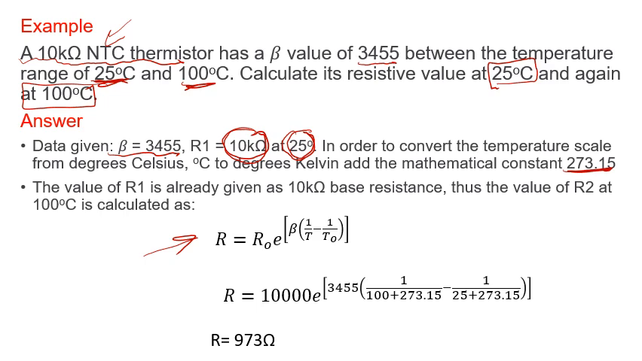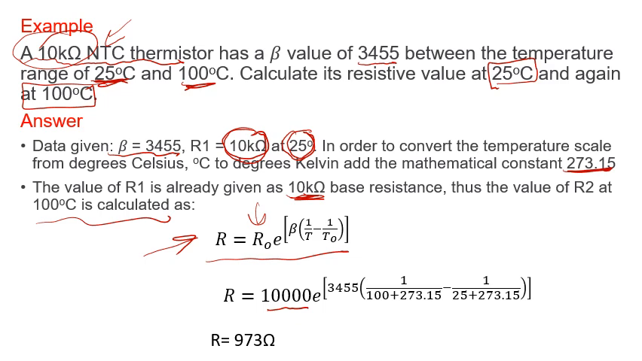He's saying here the value of R1 is already given as 10 kilo ohm. Yes, it's 10 kilo ohm, the base resistance. Thus the value of R2 at 100 degrees Celsius is going to be, so R1 is given as 10 kilo ohm at 25 degrees Celsius. If I want to calculate at 100, what will I do? We are going to use the formula. The formula says R equal to R node, where R node means R1, the resistance at a certain temperature, considered as room temperature. So R node equal to 10,000.